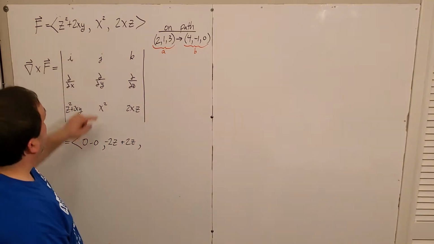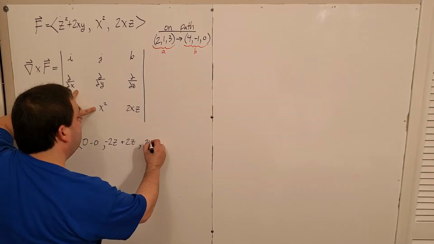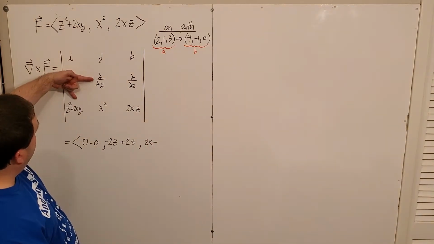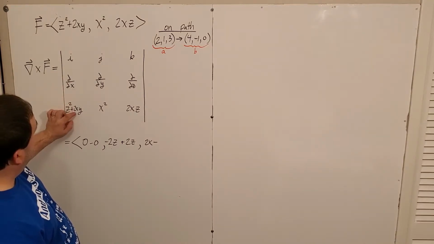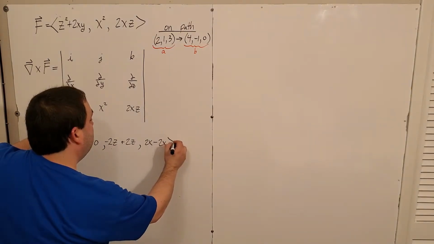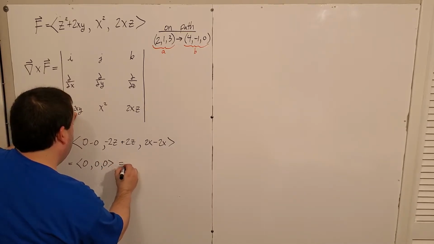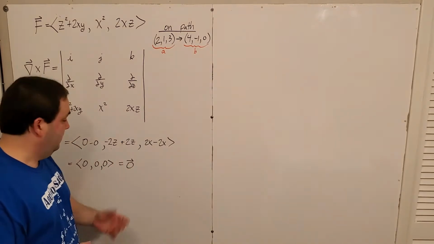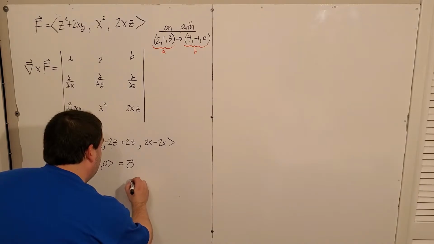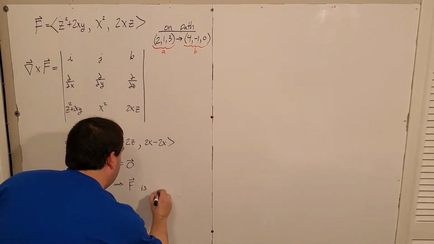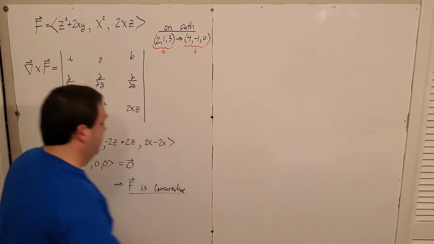And then the k column here. So I've got the x derivative of x squared, right? 2x. Minus the y derivative of z squared plus 2xy. No x, no y there, so it's just going to be the 2x here. So what we're getting is the 0 vector, right? There's the 0 vector. What does that mean? F is a conservative field. Right? So then we can continue.